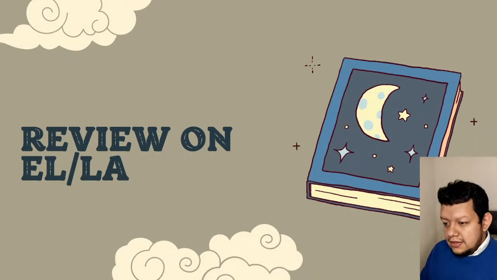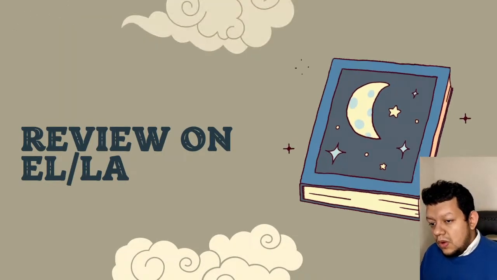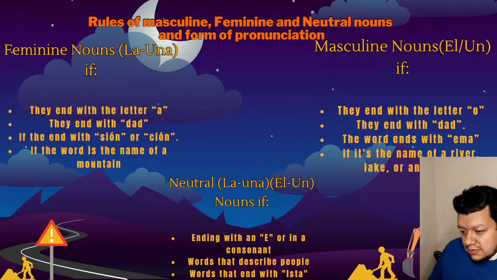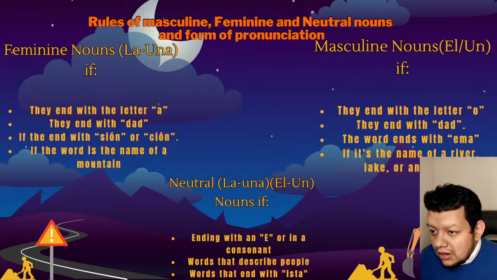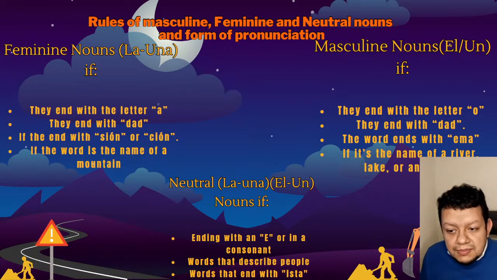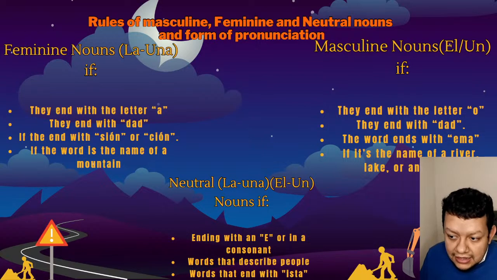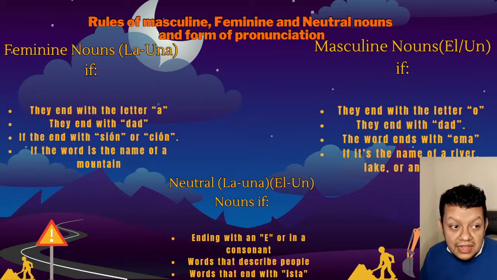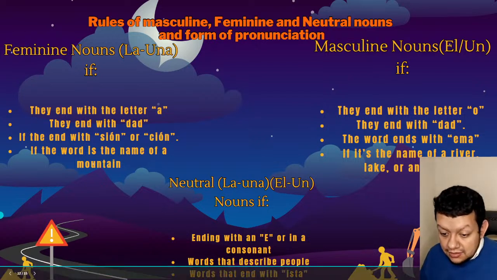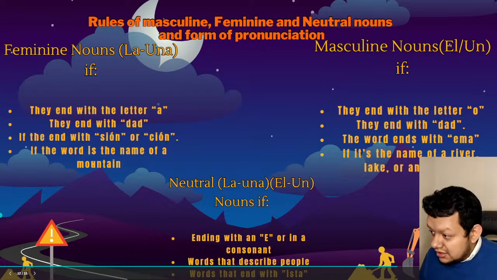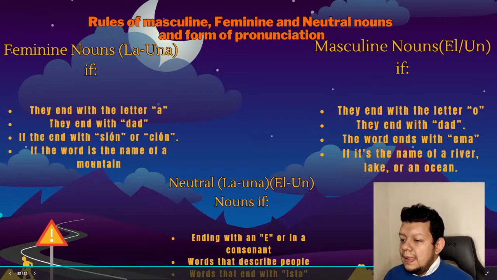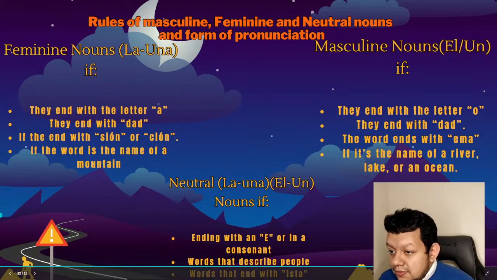Alright. So let's go ahead and just review one last thing with you to end the stream here on el or la. As previously mentioned, any words that end with a, dad, sion, or their name as a mountain, they're gonna be la. And let me just double check again that I'm not blocking the stream rules. There we go. If it's a masculine word, or el, it's going to end with an O.